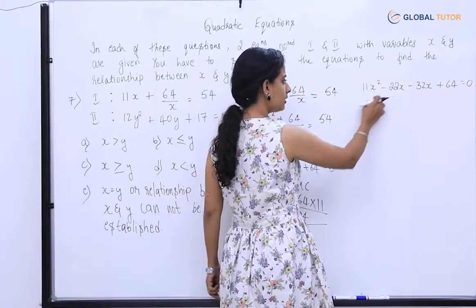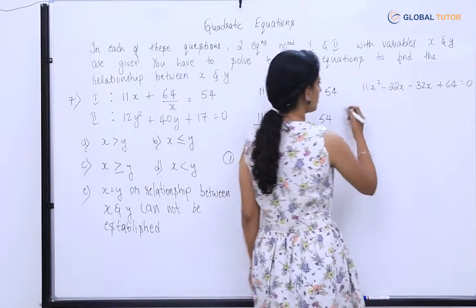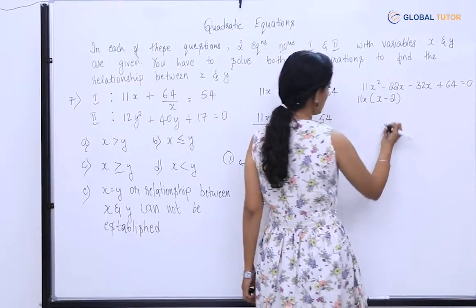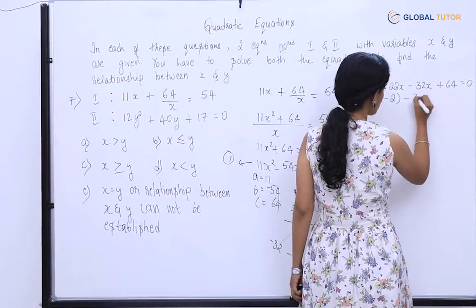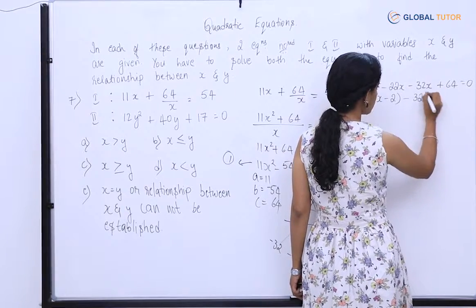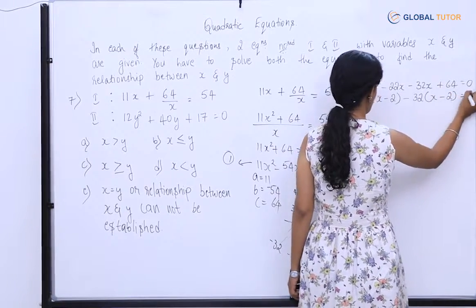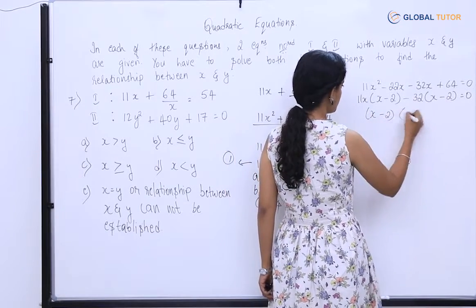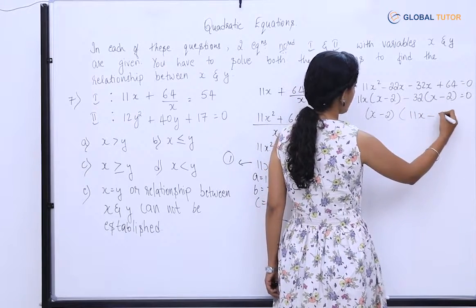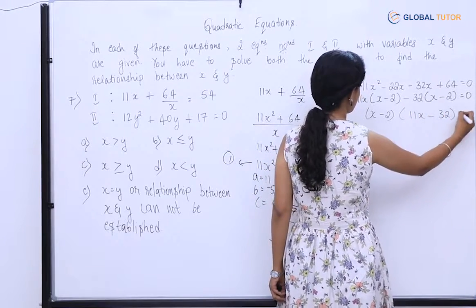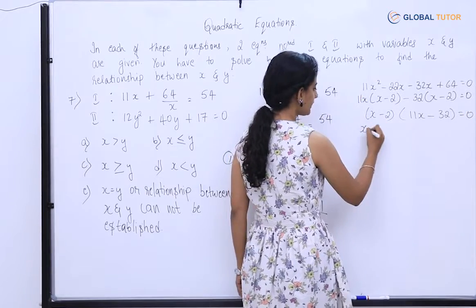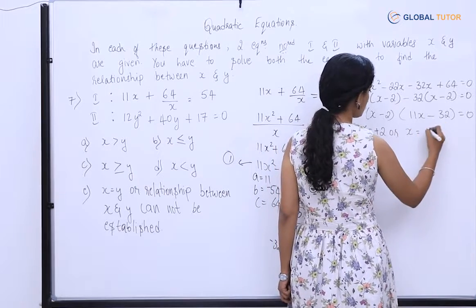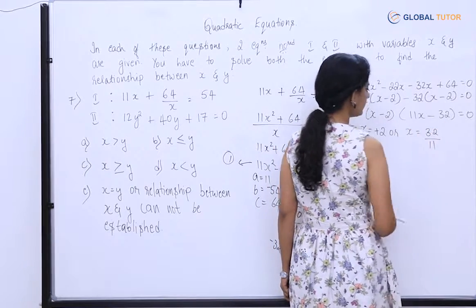We can take common here and then write it. So here I am going to take 11x as common. Then we will be left with x minus 2. Here I will take minus common and 32 common. Again we will be left with x minus 2, which is equal to 0. Now if you take x minus 2 common, you will be left with 11x minus 32, which is equal to 0. So x is equal to plus 2 or x is equal to 32 divided by 11.